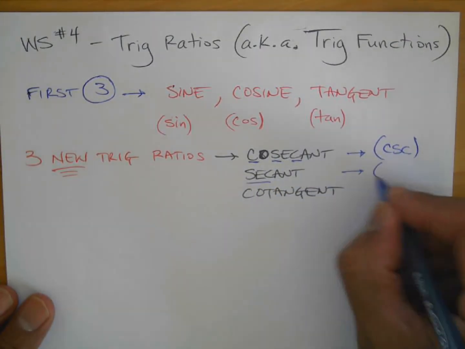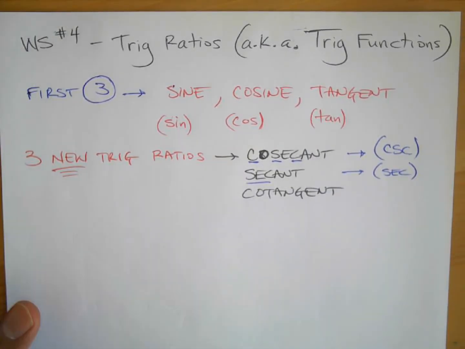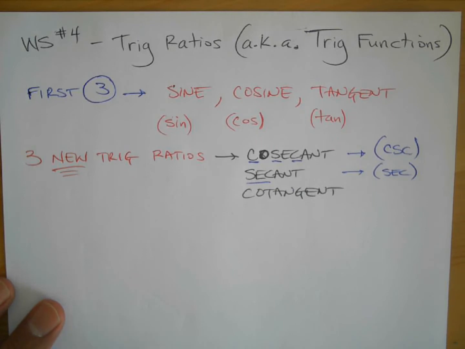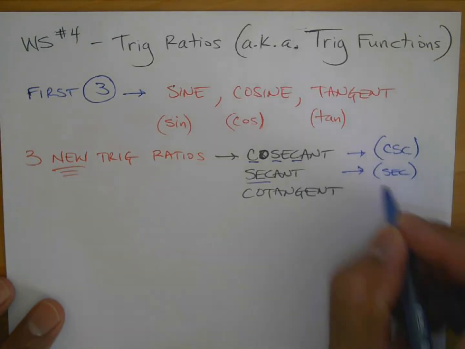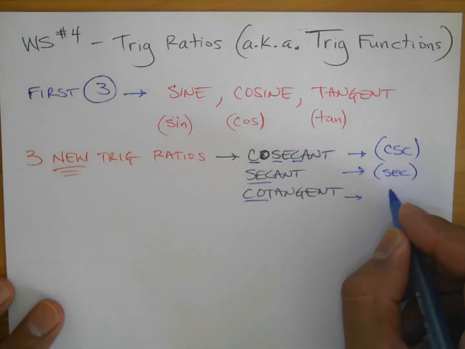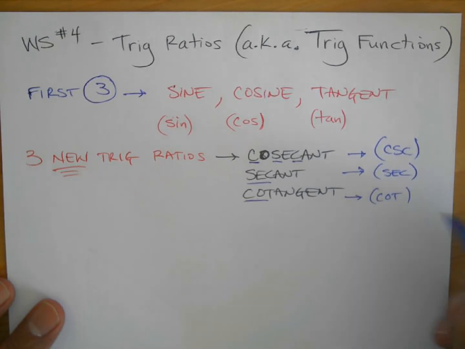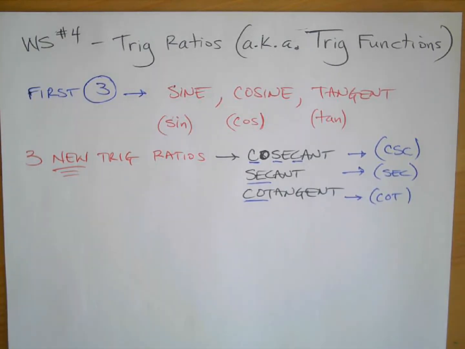This one would be what? SEC would be for secant, for short, so we don't have to write the whole word all the time, but know what it is. Cosecant, secant, and obviously this one is COT. We don't have a COT on the calculator, so that's going to be the abbreviation for cotangent. Cotangent. Okay.